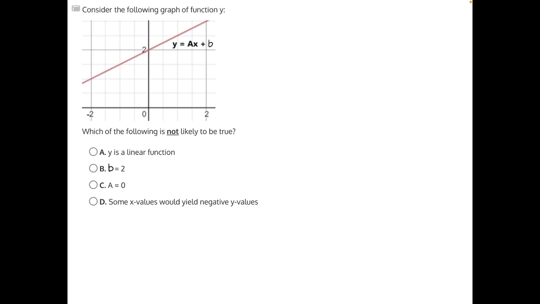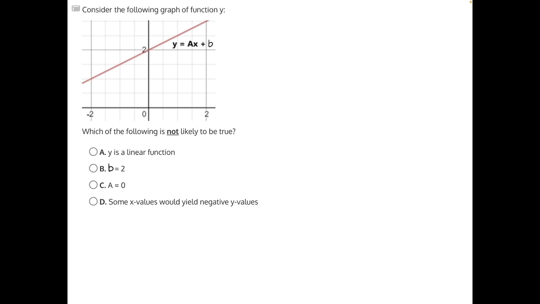Consider the following graph of function y. Which of the following is not likely to be true? In this question, we need to find an incorrect statement, a false statement that will be our correct answer, and we need to eliminate all true statements. With that in mind, let's look at answer choice A.